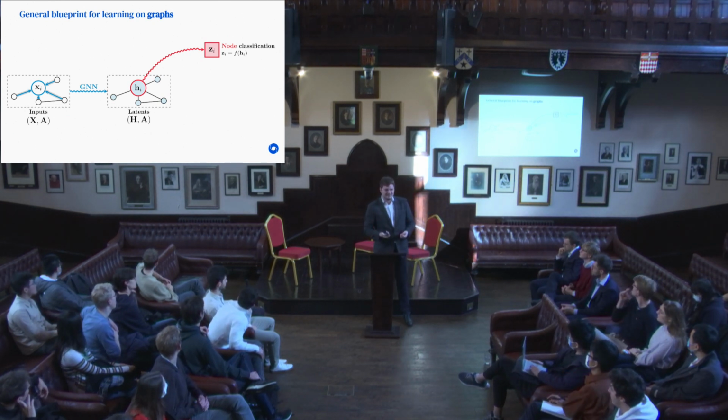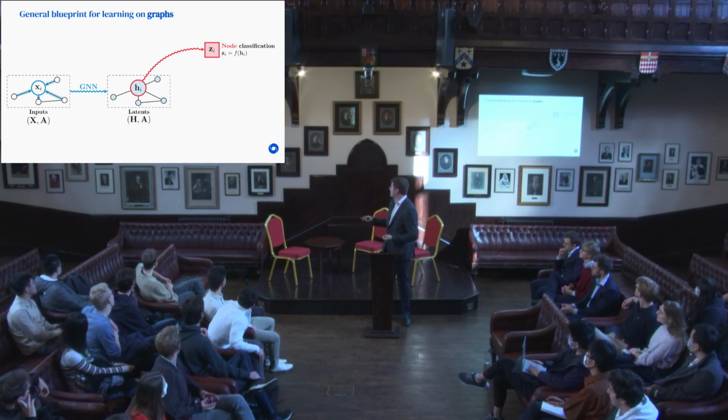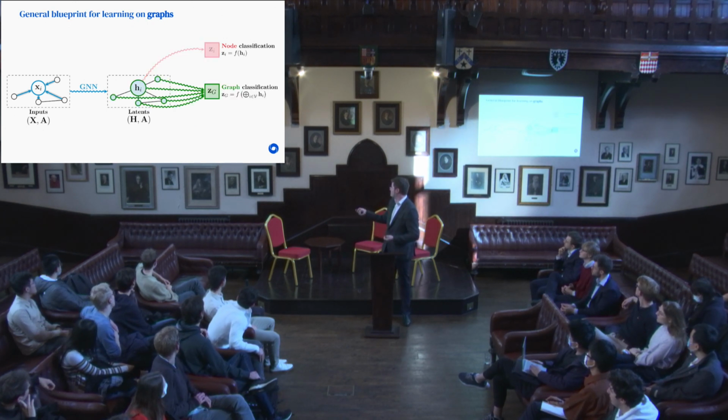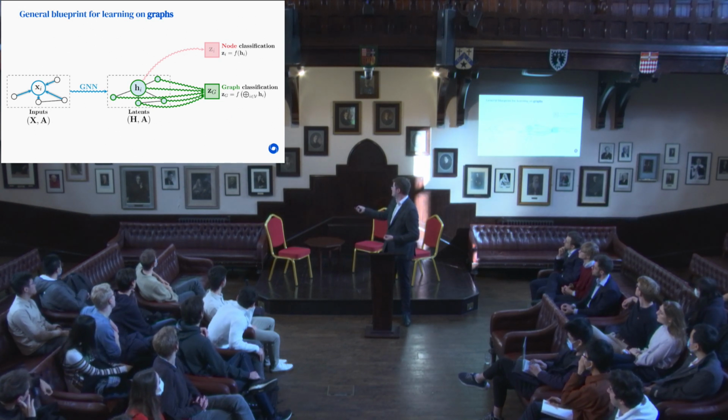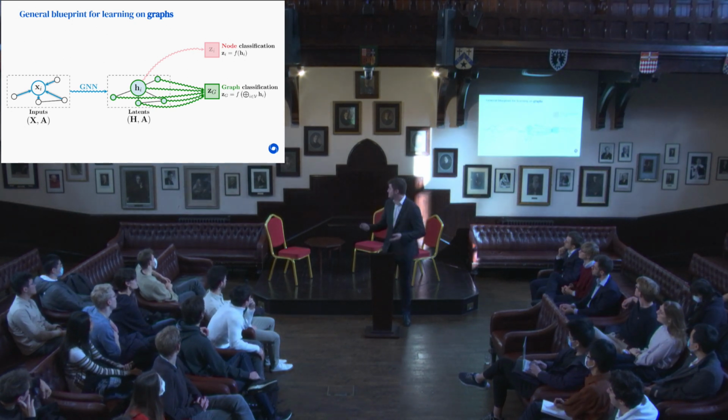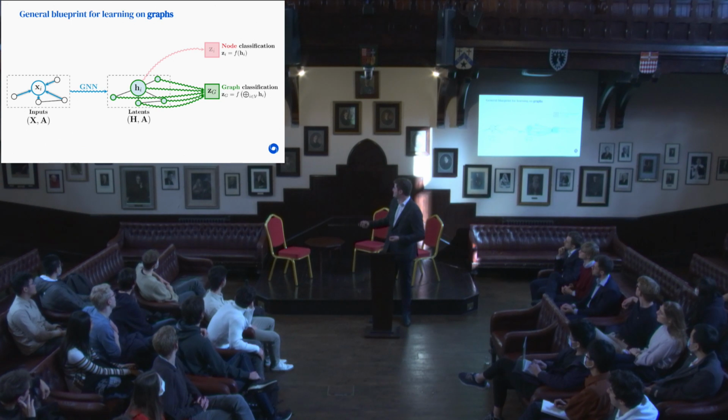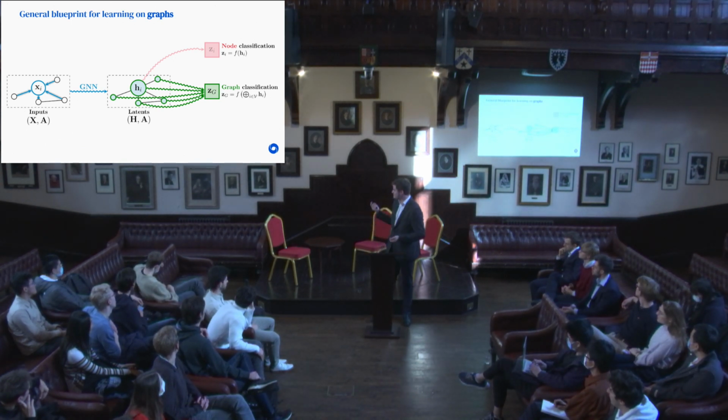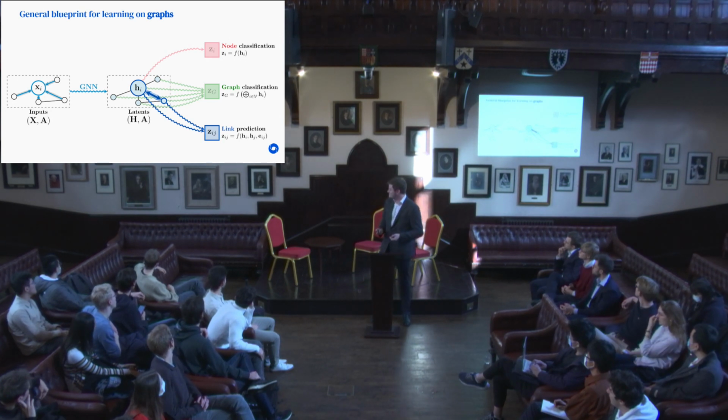You can also classify entire graphs, but you have to be careful that the prediction doesn't depend on the order in which you feed the nodes to the classifier. So usually you perform some kind of aggregation over all the h's for all the nodes. This will typically be a sum or average or something like that. So you compute this aggregation over all the vertices, and then you pass the result to your graph classifier to classify entire graphs.